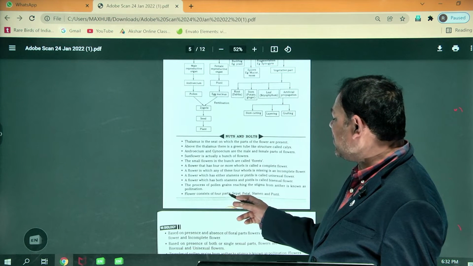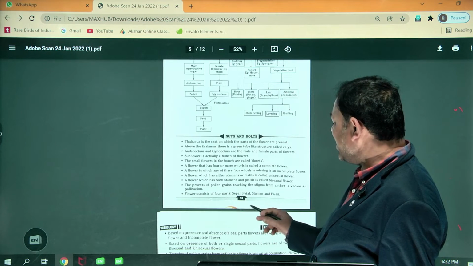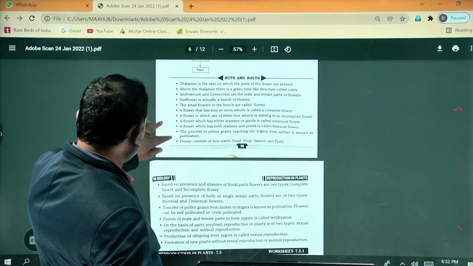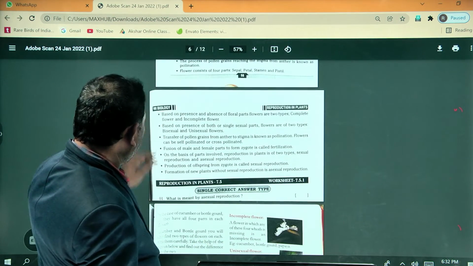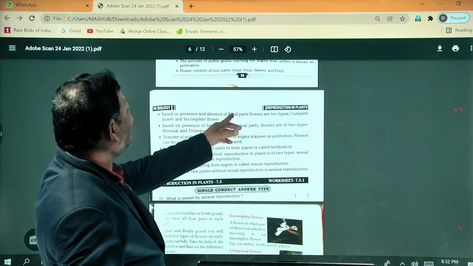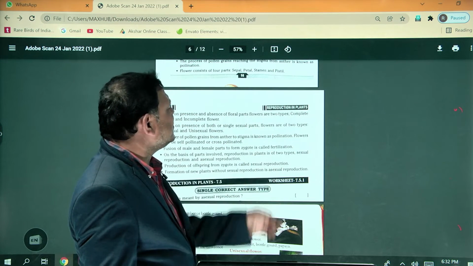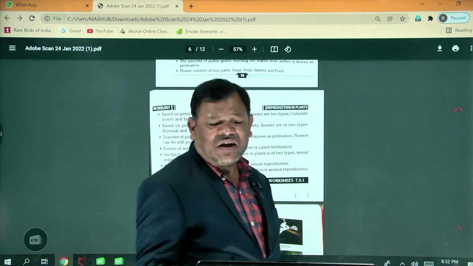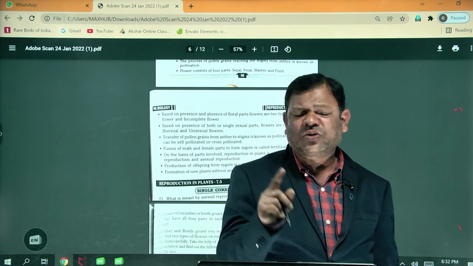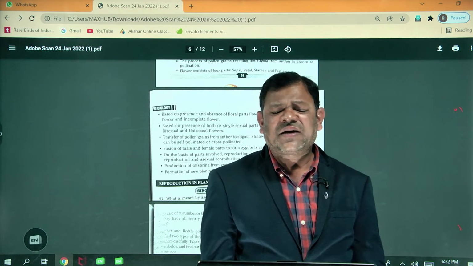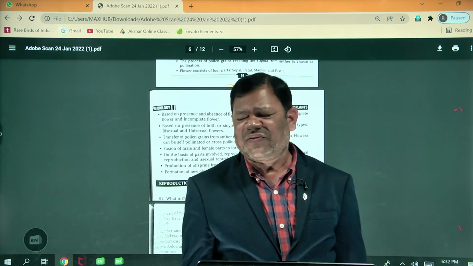Flowers consist of 4 parts: sepals, petals, stamens and pistil. Next, based on the presence or absence of floral parts, flowers are of 2 types: complete flower and incomplete flower. Complete flower means calyx, corolla, androecium and gynoecium are all present.